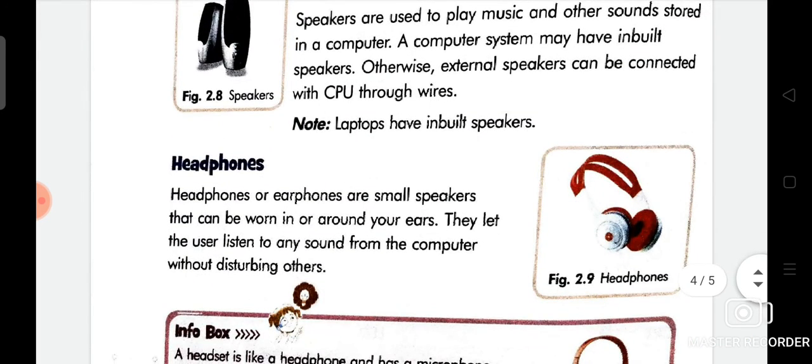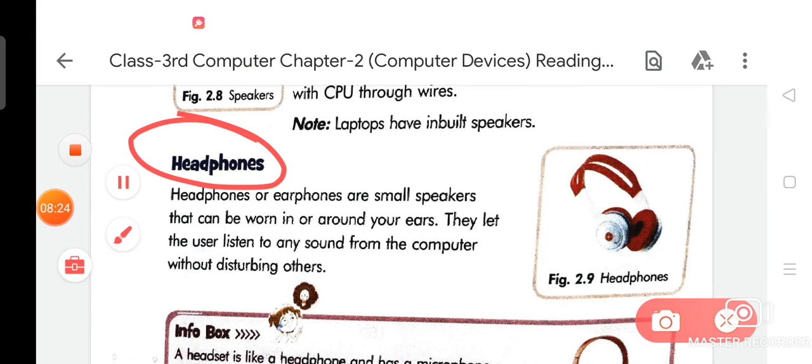From your chapter, your next important topic is headphones. What is this? That is headphones. Now we are going to read about headphones. Before we start this topic, I have some important points for you about headphones. Headphones are used when a single person wants to hear the sound of music. They are plugged into the computer through wires or are wireless.